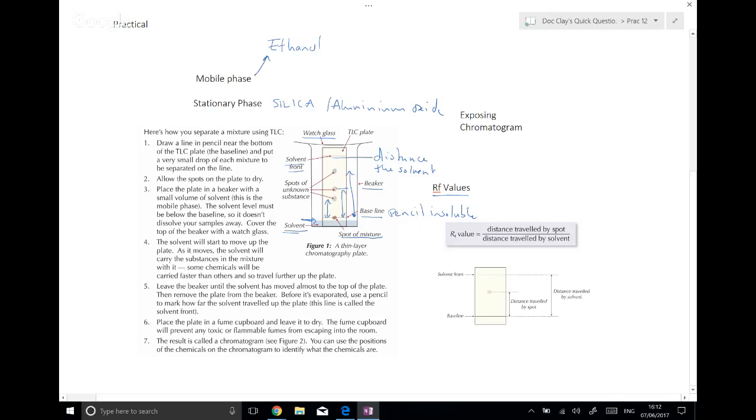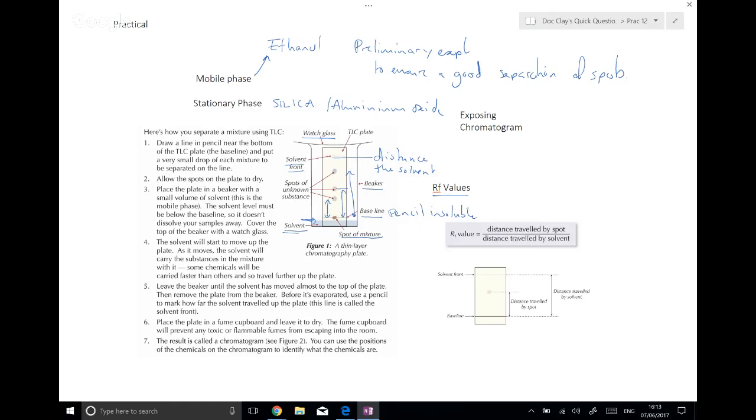But importantly, it might be something that you want to do a preliminary experiment on to ensure a good separation of spots. So you might do a thin layer chromatography several times with different samples, and you might do different ratios of different solvents in order to identify one that separates the spots well and that they're easily identifiable.